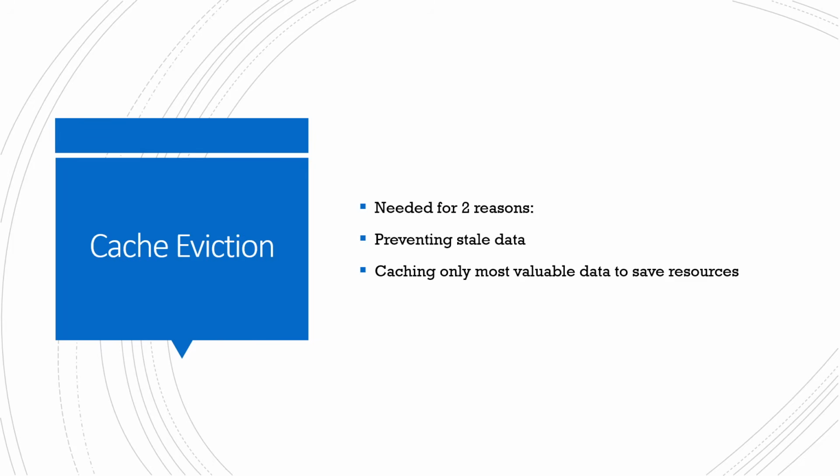Moving on, a key concept is cache eviction. We need this for two reasons, which is, like we talked about earlier, we want to prevent stale data. We don't want something sitting in cache for too long, because if it's updated, we don't want out-of-date stuff being served to users. We also want to only cache the most valuable data to save money and resources. There's a lot of stuff in your database that might never or very rarely be requested, so it doesn't really make sense to store that stuff in cache, because it's just kind of a waste.